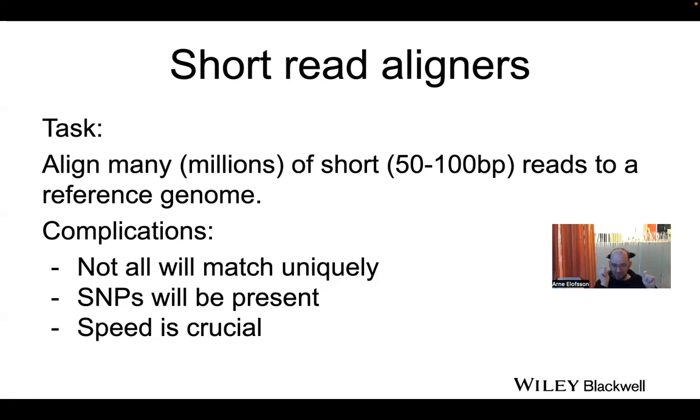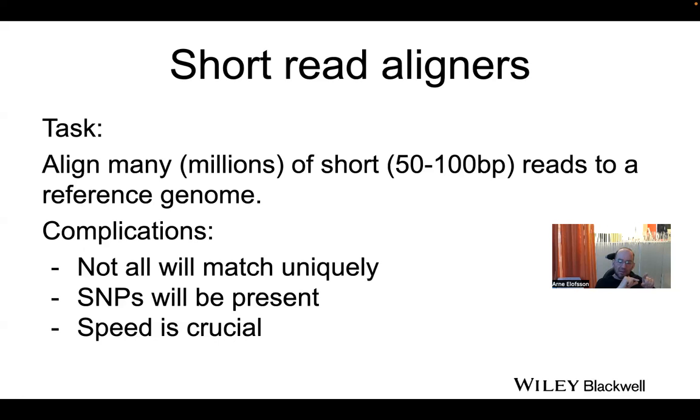and they read short stretches of base pairs that are randomly distributed. On the other hand, in most cases you know what it's going to match: your reference genome. But there are a couple of things to take into account here. One is that not all of these will match uniquely, because there are repeated regions, so you might have an identical 100 base pairs in several places in the genome.